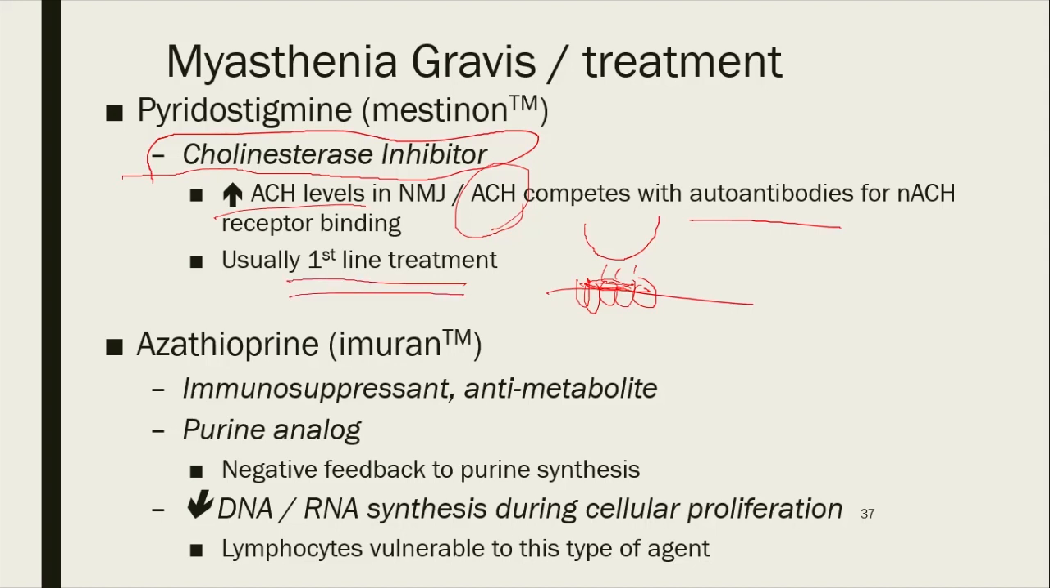Now there are more progressive, stronger treatments, such as azathioprine. It is an immunosuppressant anti-metabolite, a purine analog, and basically you are affecting DNA synthesis during the cell proliferation process, leading to less lymphocyte development, particularly less B cell development. Less B cells means less antibody production in a way, and that would help with the condition.